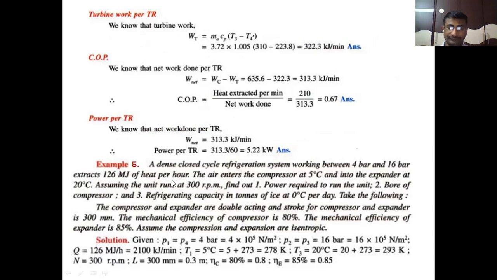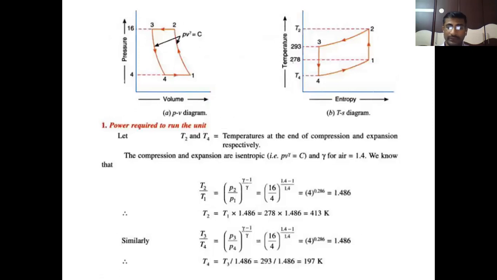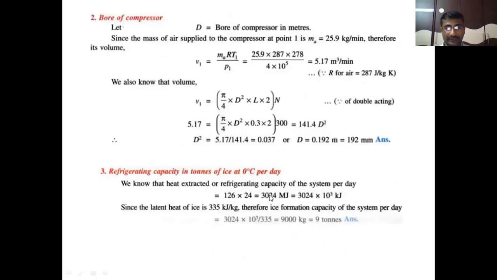Then we will get the total heat extracted per day: 3024 megajoules of heat can be extracted every day, or 3024 into 10 cube kilojoules of heat per day. Since the latent heat of ice is 335 kilojoules per kg, therefore, the ice formation capacity of the system. If this much heat can be extracted, the ice formation capacity is 3024 into 10 cube divided by 335. Then we will get the mass of ice produced by this system.